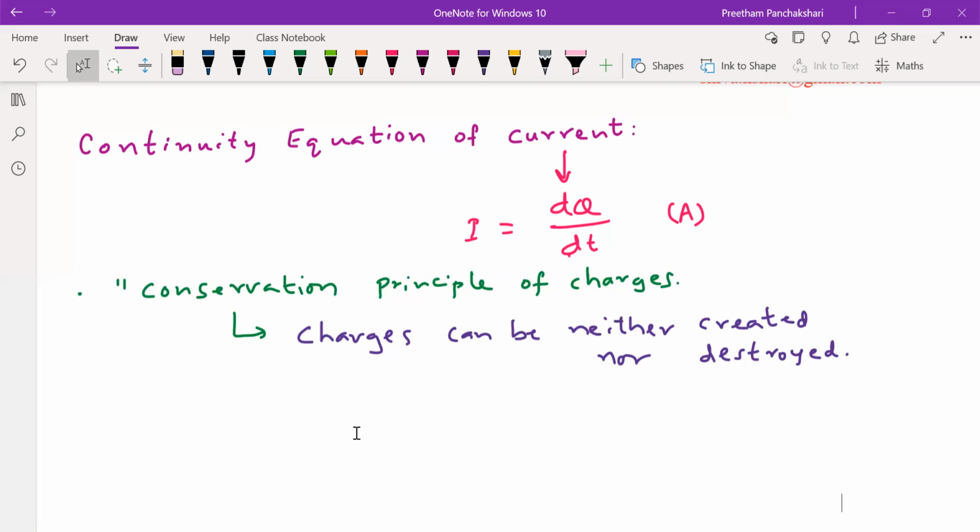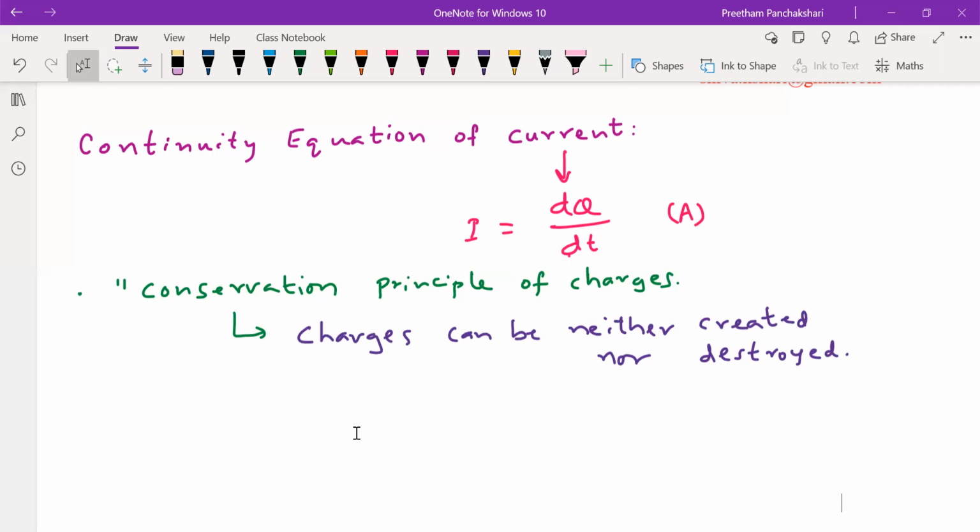So if you have charges in a place, and if these charges are not at all changing with respect to time, then we say there is no current. And if these charges are decreasing from time to time, then we say that some charges have gone out. They have flowed out. Then we can say that there is some current due to these charges moving out of that point.